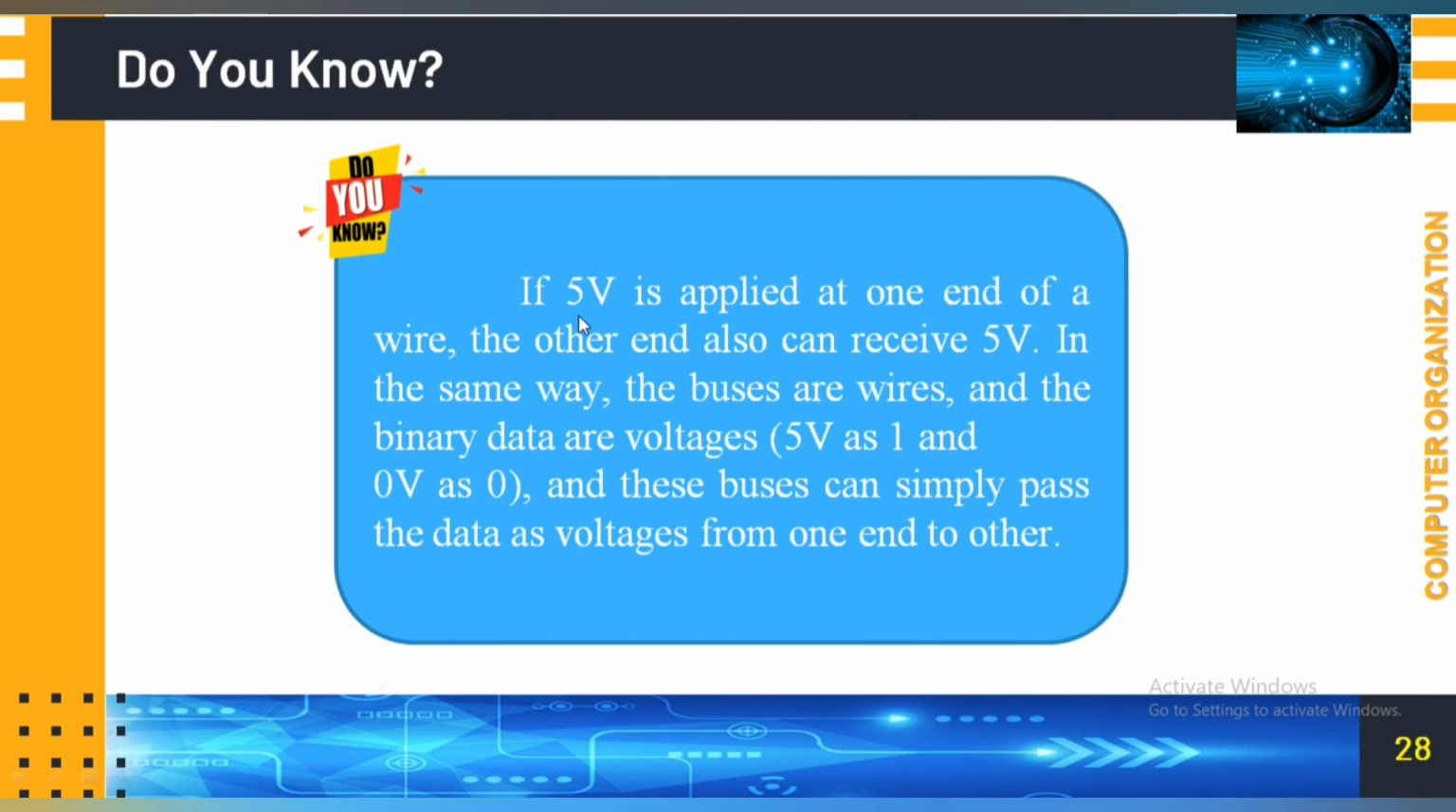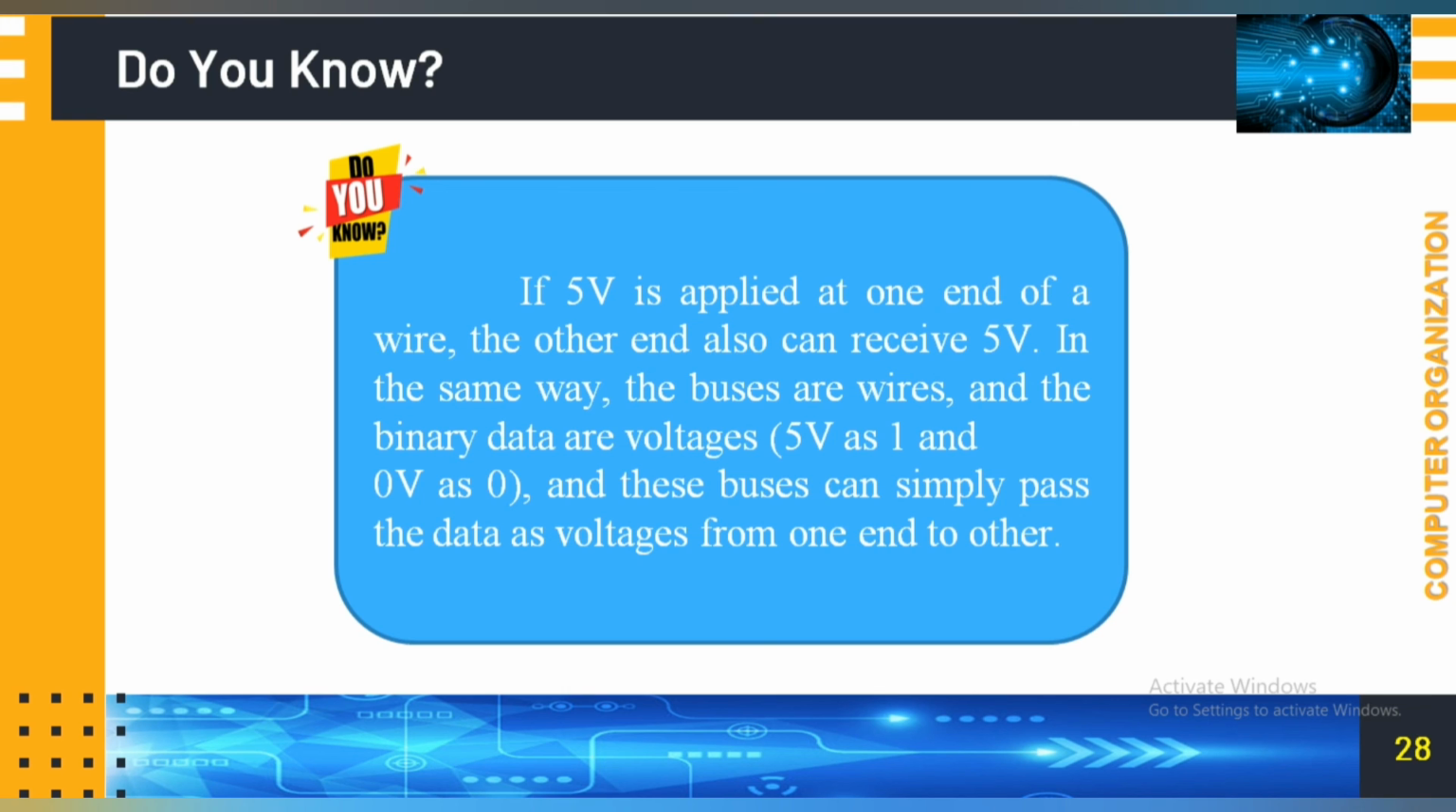Now you can see if 5 volts is applied at one end of a wire, the other end also receives 5 volts. So if we pass 5 volts of power in the wire, the other end also receives the same 5 volts. In the same way the buses are wires and the binary data are voltages. We already know the system can process only binary data. So what is binary data? Zeros and ones are known as binary data.